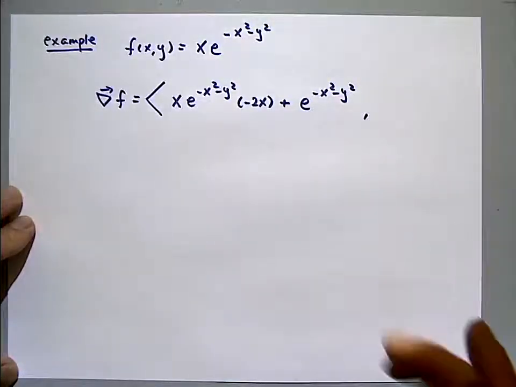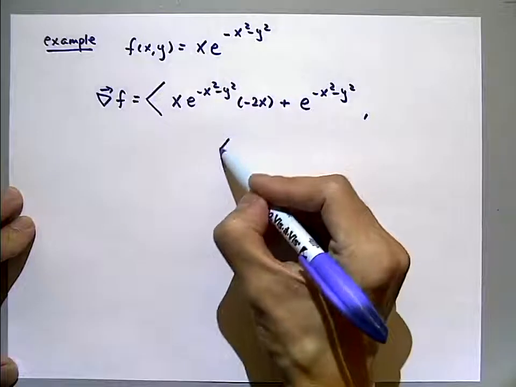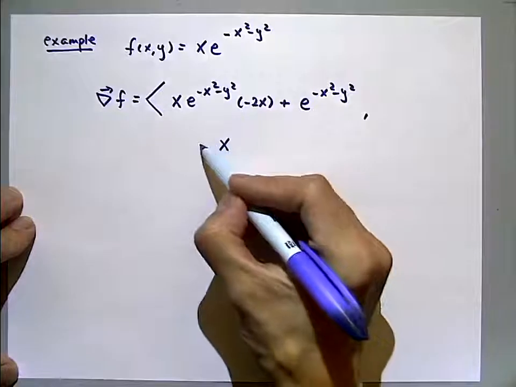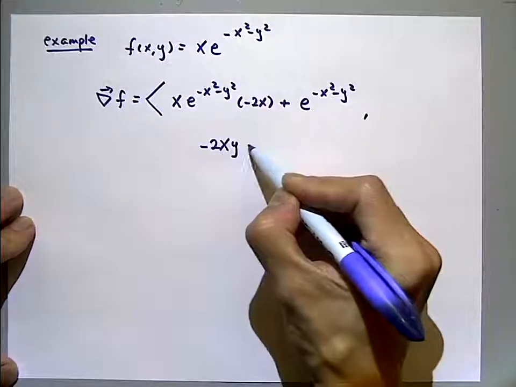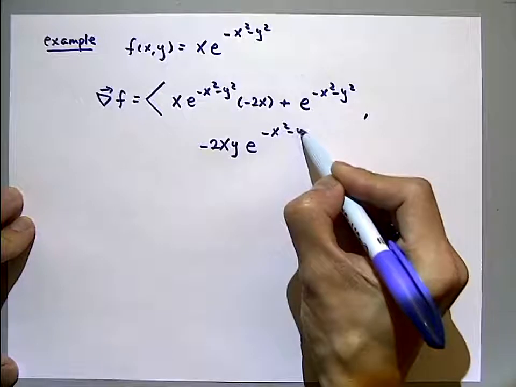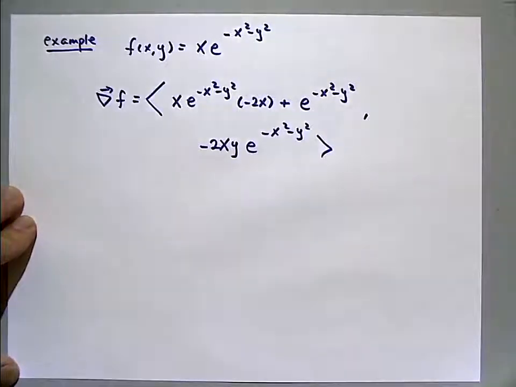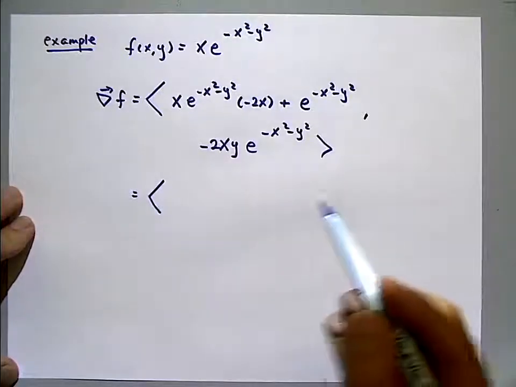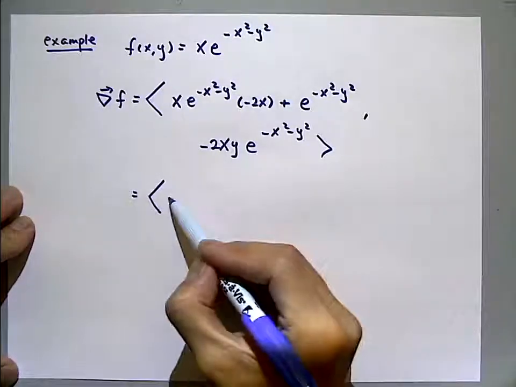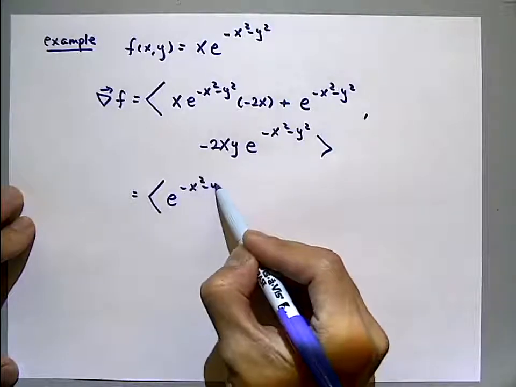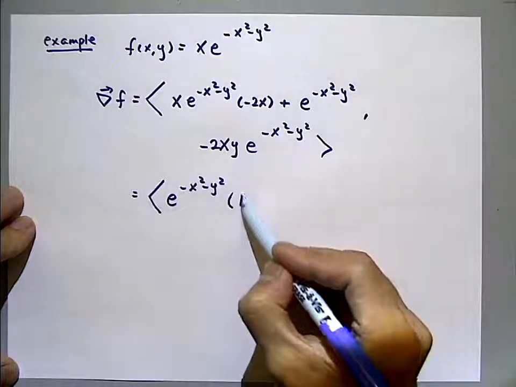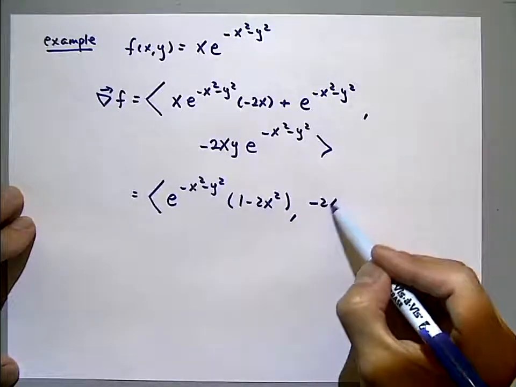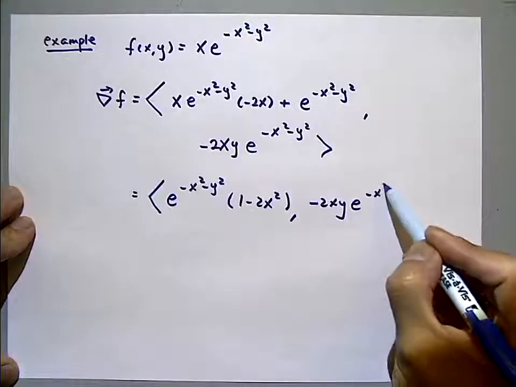The second part is much easier because then that's a constant, x. Derivative of the exponent with respect to y is negative 2y, so minus 2xy e to the that thing. Simplify a little bit, we get e to the minus x squared minus y squared, 1 minus 2x squared. Second thing, we can't do anything about it. Leave that alone.